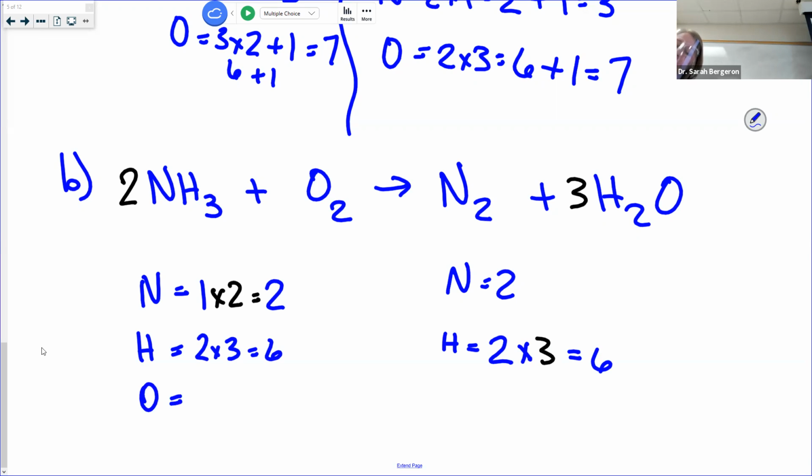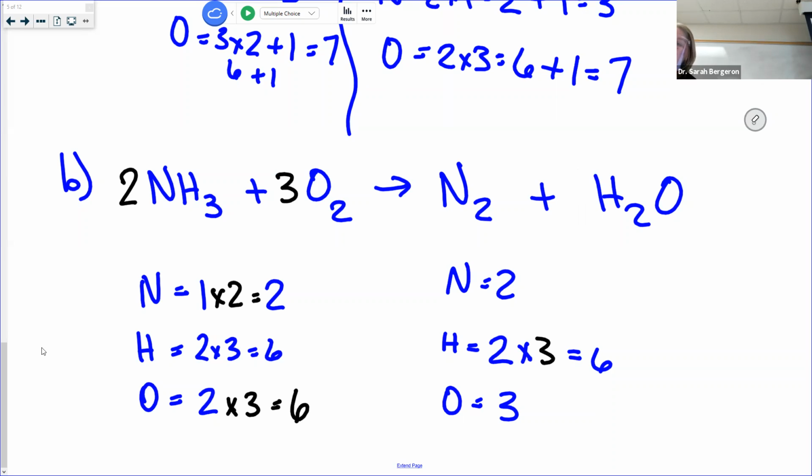How many do we have in the reactants? How many do we have on the products? 3. Okay, what do we do? If I multiply the reactant by 3, I'm going to get 6. If I multiply oxygen, what am I going to do? Could you double this, right? The water. Double the water.